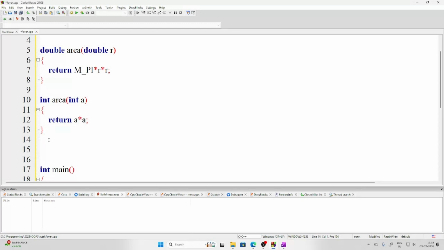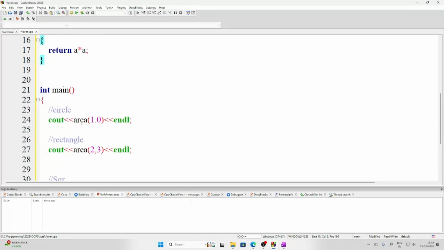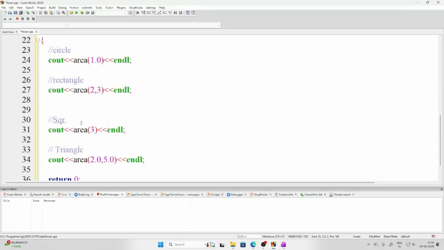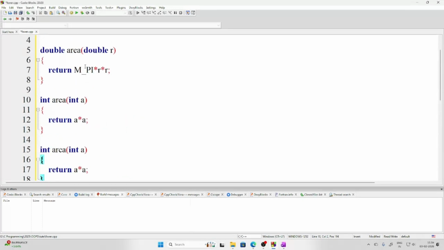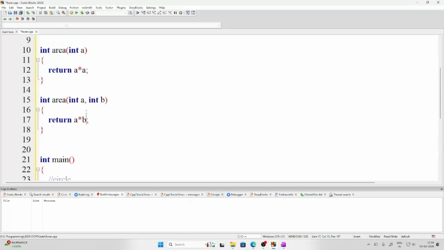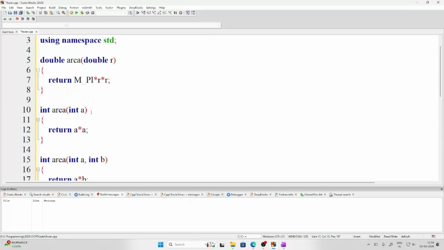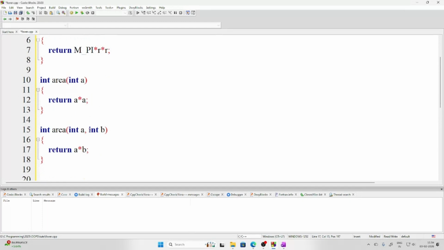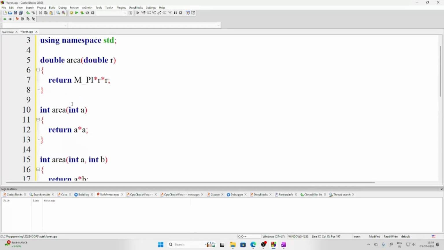So now if I move ahead and let us say circle, rectangle, and now square. So this is for circle, this is for square, and let us make for rectangle. Int b, now it will become for square, because I have changed the data. I have changed the what? I have changed the number of arguments now. So this will be entirely different than this and this.